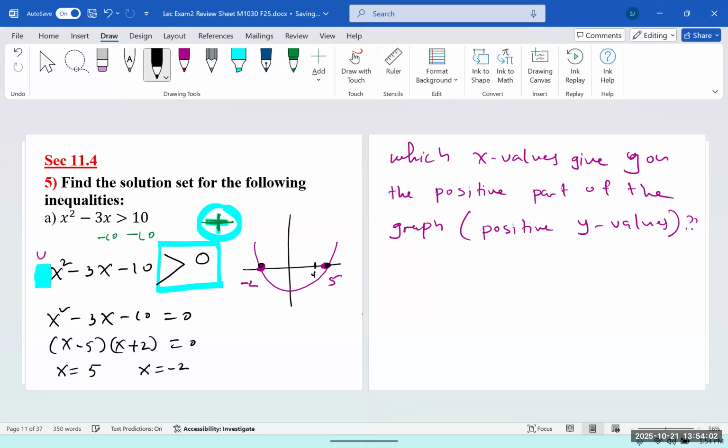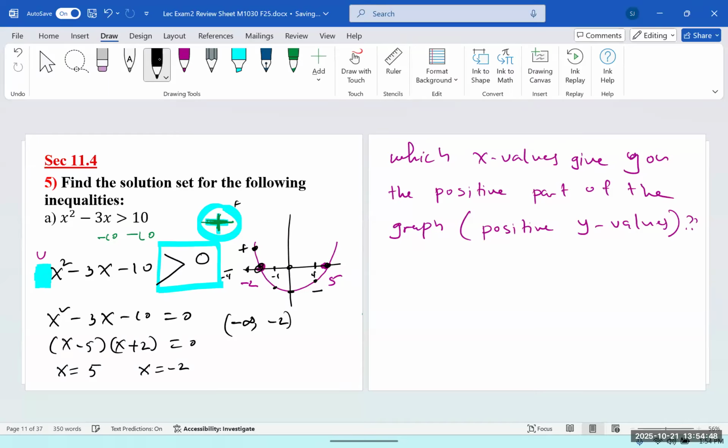We have 4 here. Does 4 give us a positive y? This is negative. Does 0 give us a positive y? No, this is negative. Does -1 give us a positive y? No. How about -3 here? Yes, positive. How about -4 here? Positive. How about let's say -6? Yes, -8. So what is the smallest x value that gives you the positive y? Negative infinity. So you have negative infinity until -2.